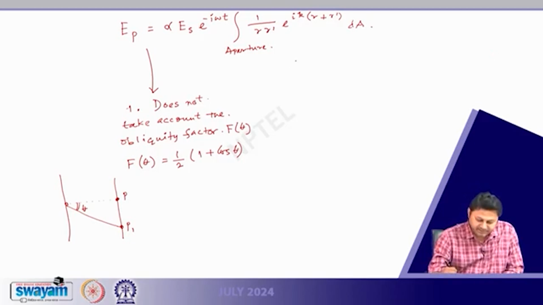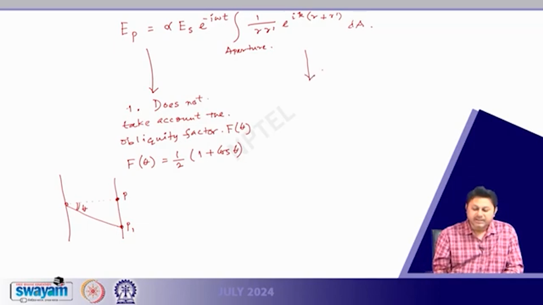Another thing is neglected in this expression when we calculate the total field by taking the integral over this aperture. There is a pi by 2 phase shift of the diffracted wave relative to the primary incident wave, and we did not take that into account. We are going to discuss this in the coming few classes.